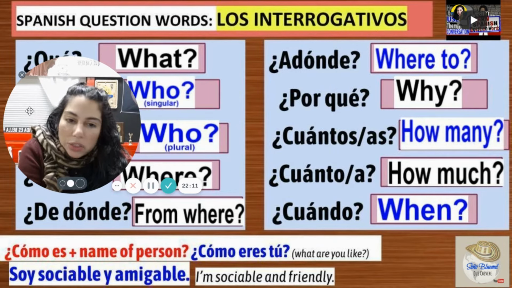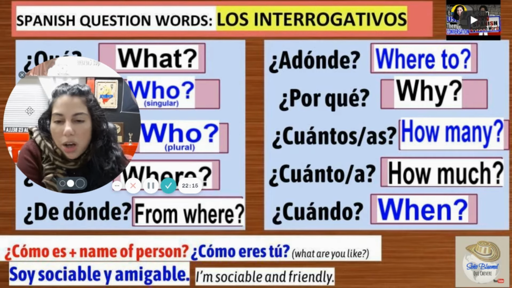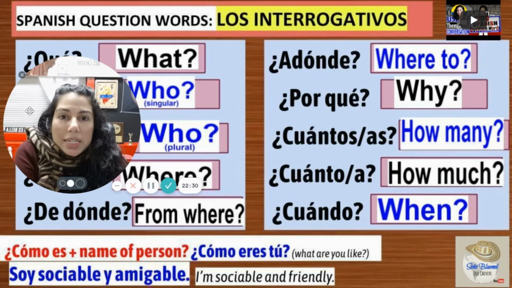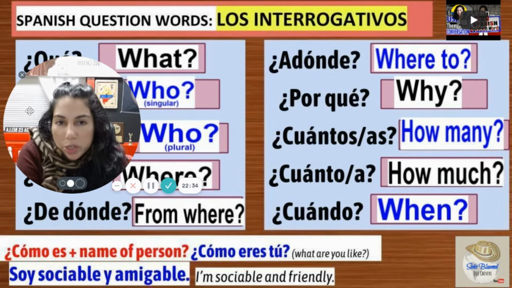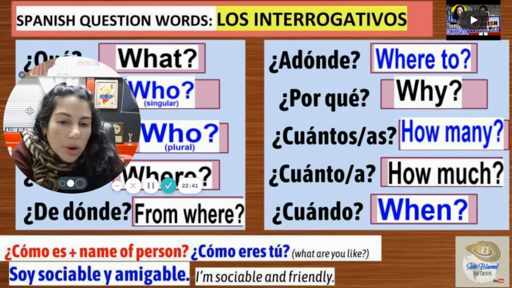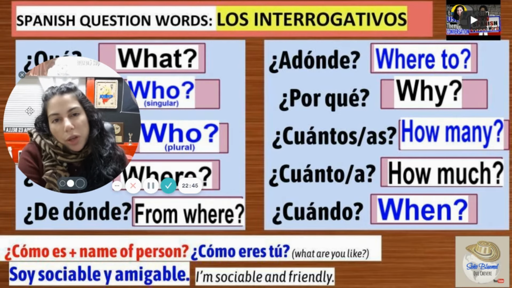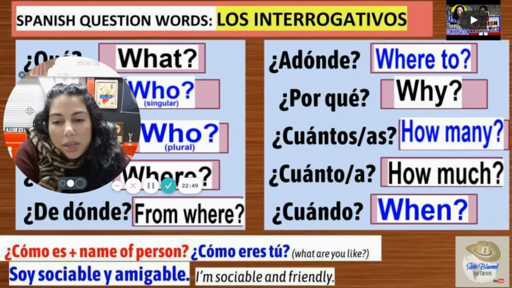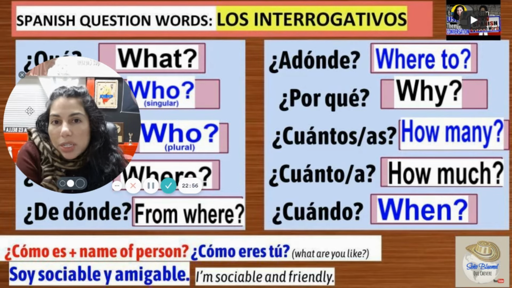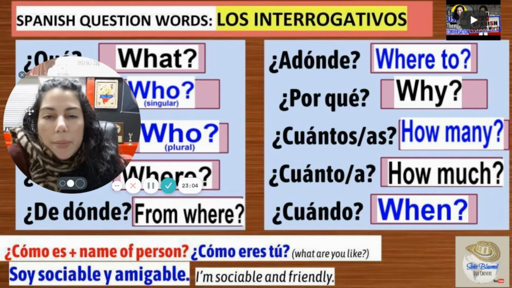Something important that I want you to know is, when you want to describe yourself or ask how somebody is, you're going to use the question word cómo. So cómo es, and then you put the name of the person. So cómo es María? I'm asking, how is she? How is her personality? If I want to know how you are, like your personality, I'll ask you, ¿cómo eres tú? So I want you to tell me traits about your personality. You could say anything like soy sociable y amigable, soy simpático, soy sencillo, soy extrovertido, or whatever. So we use cómo es to ask about personality. So make a note on that.